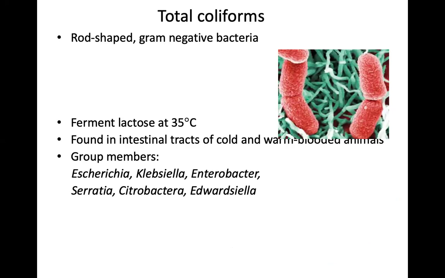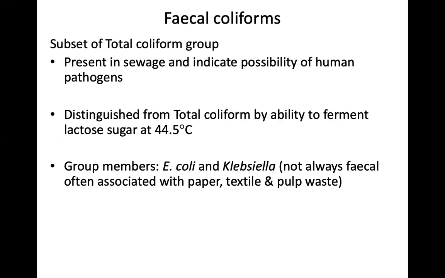Normally, when you do microbial tests, which you go through the processes, you are supposed to see a gram negative bacillus, rod-shaped total coliform, and this normally will ferment lactose at 35 degrees Celsius. This is because these organisms are found in both cold and warm-blooded animals, and once they are present, it gives an indication that Klebsiella, Enterobacter, Serratia, Citrobacter, and even Edwardsiella are all present and they must be investigated.